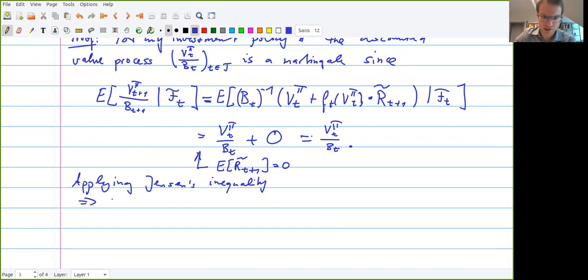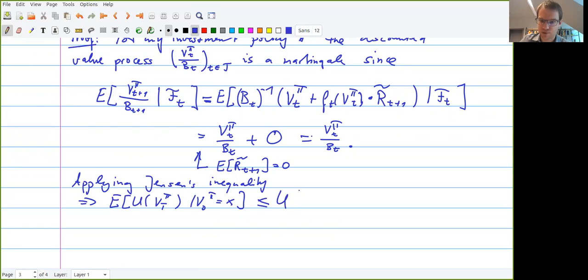So what does Jensen's inequality tell me? Well, this is my target function, so I want to maximize the expected utility of my terminal capital, if I follow investment policy pi, given that I have at time 0 the capital X. Now this is where I use Jensen: I can pull out my utility function to find an upper bound of this quantity.